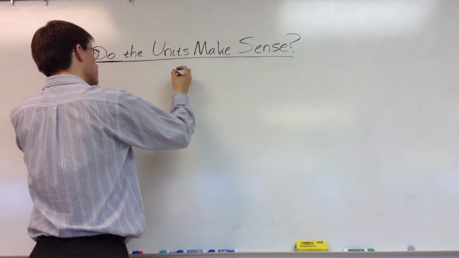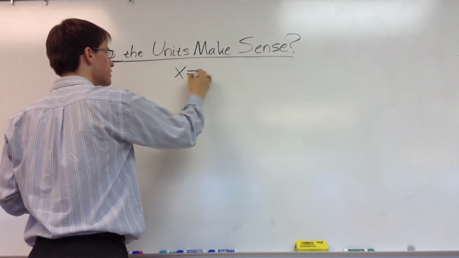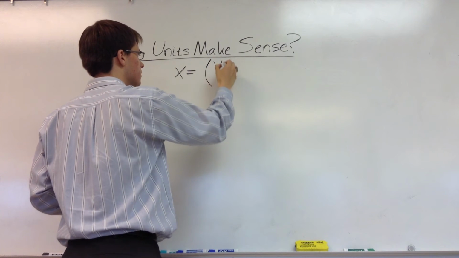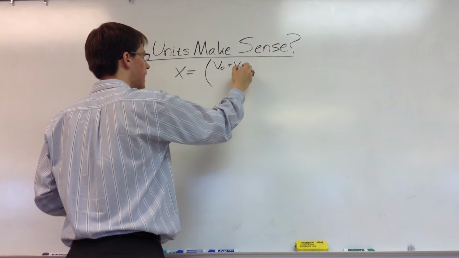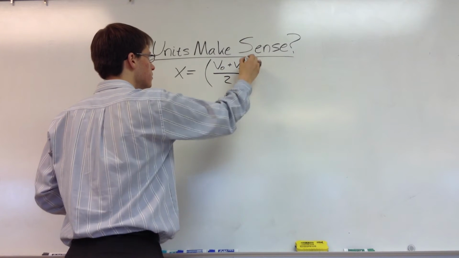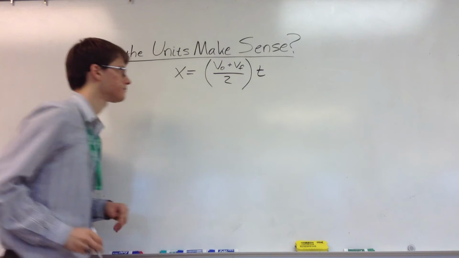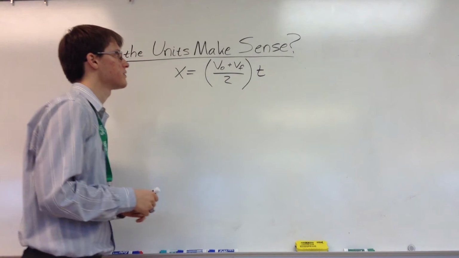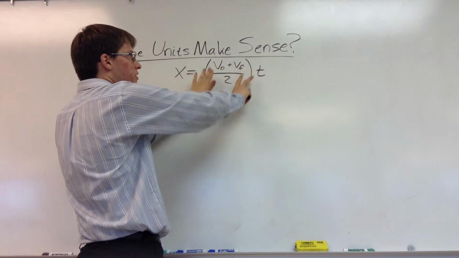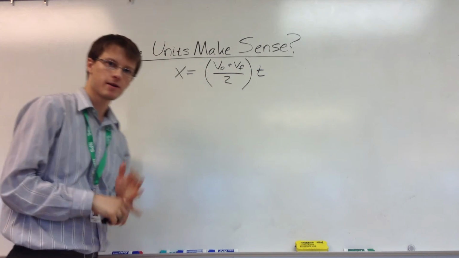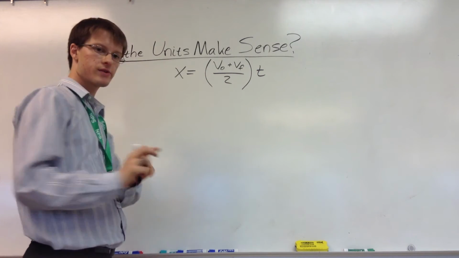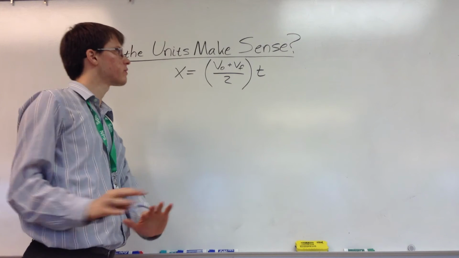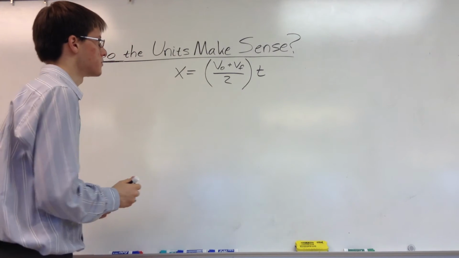Let's use x is equal to (v naught plus vf) divided by 2 times time. Now, this looks slightly different because it's not really clear what the terms are here, and we have a number, which we haven't had before. But it turns out this is also very straightforward if you just apply the process we've been using.